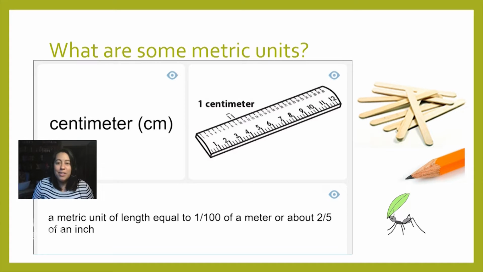Some things that you've seen in real life that are about a centimeter long are ants, the width of a popsicle stick. So when I say width, what I mean is the distance from this end to this end. Let me see if I can do that in a darker color. That width is about 1 centimeter. The width of your pencil can sometimes also be about a centimeter. So the distance from one side to the other.